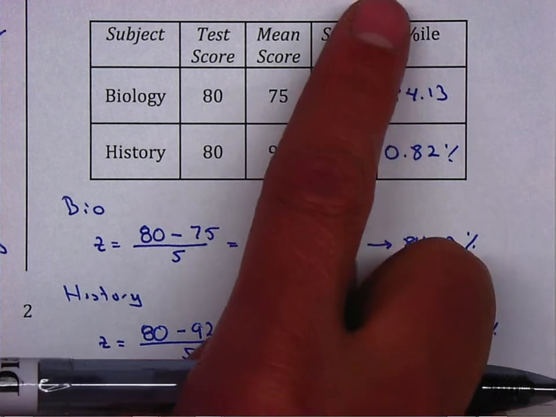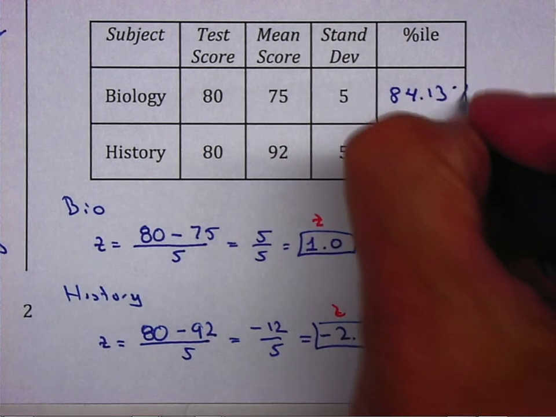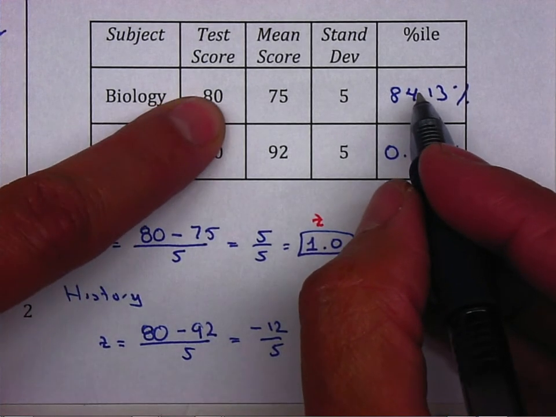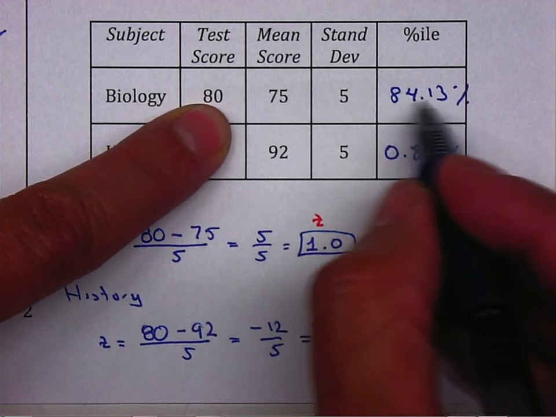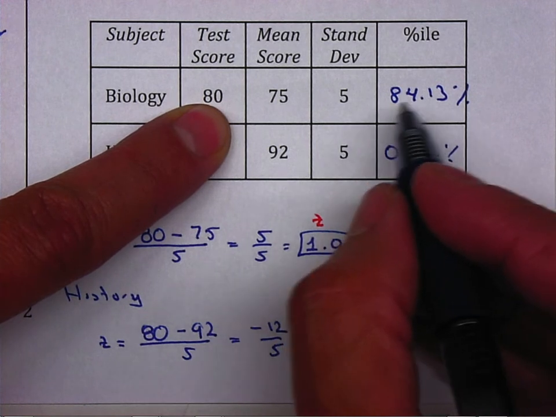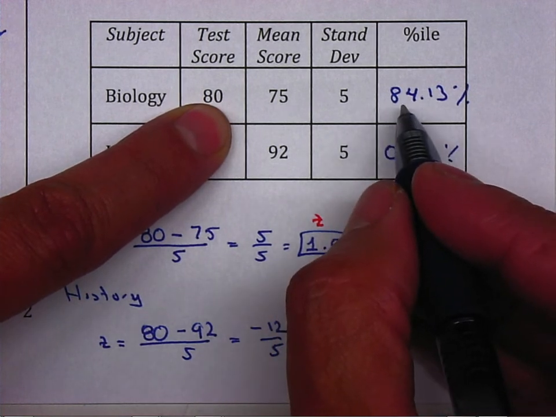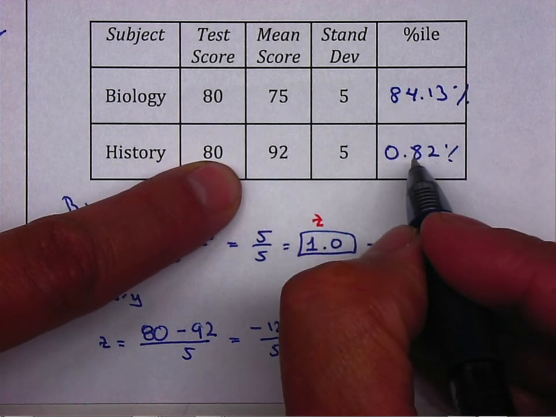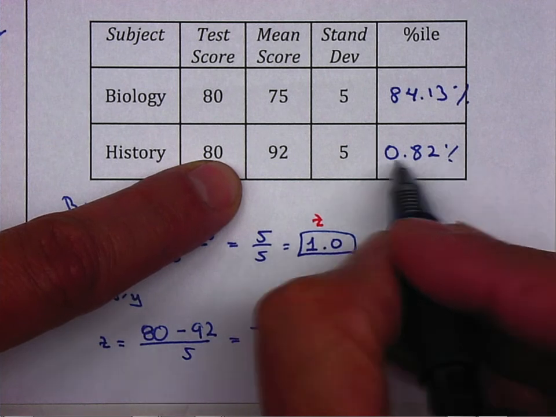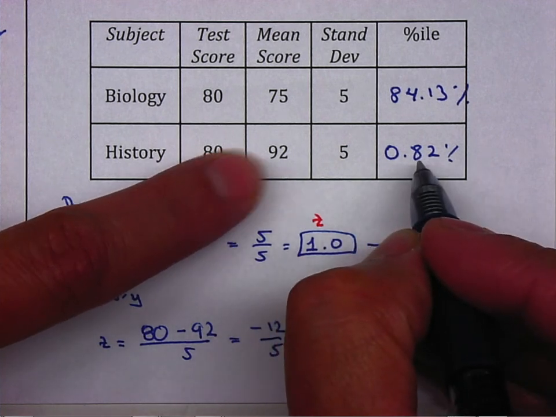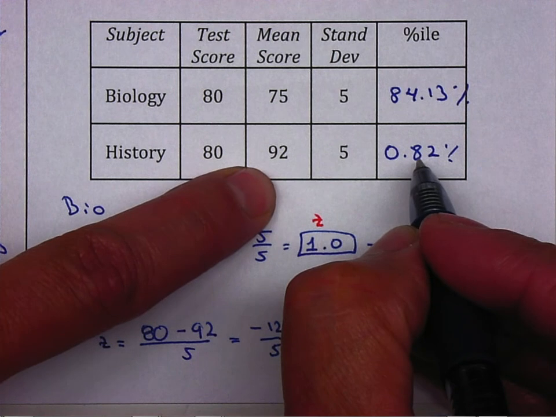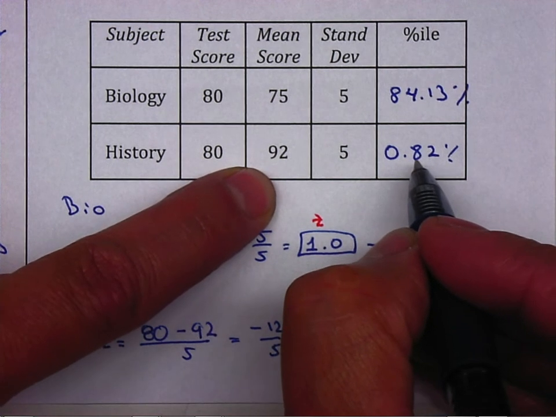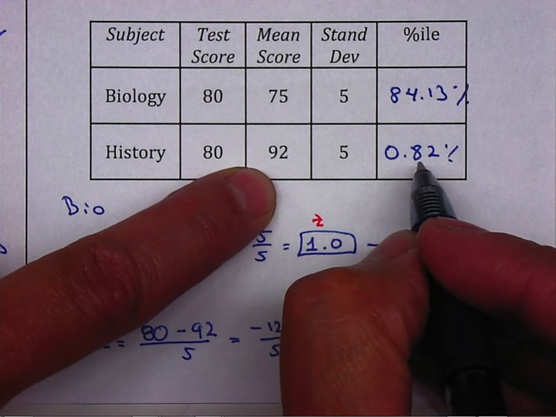And remember that your percentile will tell you the percentage of students that score lower than you. So if you notice for biology, even though you got an 80%, you were among the top 84%. So your score was pretty good compared to everybody else. And in history, even though you scored 80%, you score among the lowest 1%, because most of the students got an average score of 92. So most of the students received A's or above.